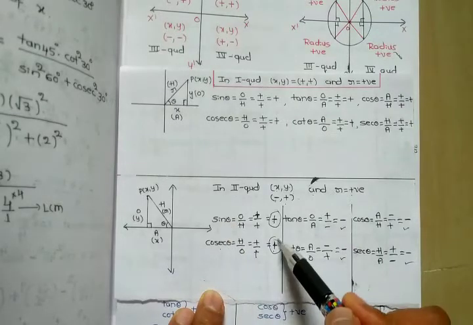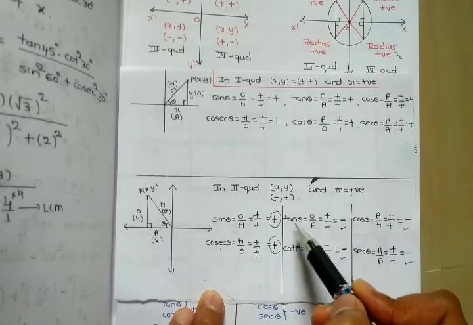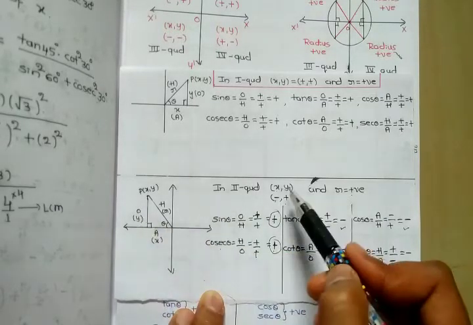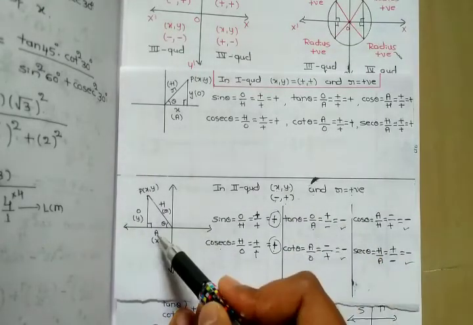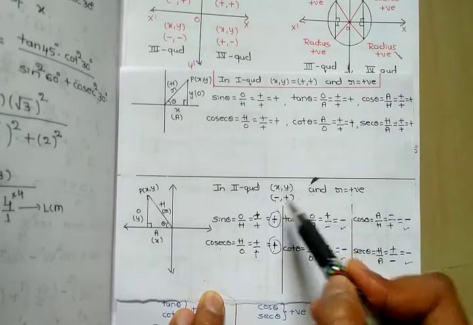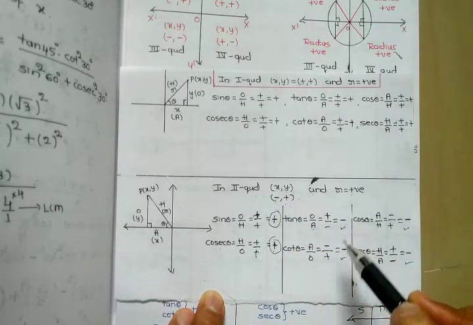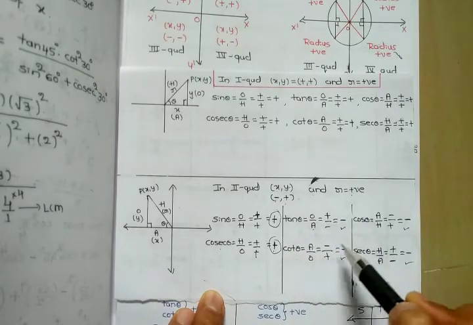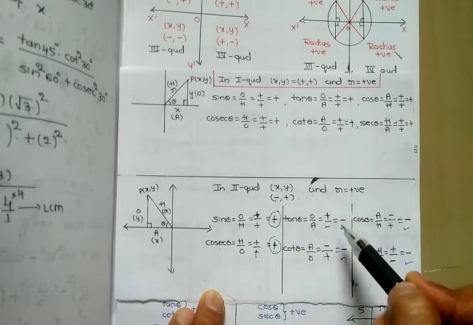Cosec theta also remains positive. Next, if I take tan, opposite divided by adjacent side, opposite is y, which is positive. Next, adjacent side means x, which is negative, so plus divided by minus gives you a minus answer. Therefore the reverse of tan, which is cot, is also minus divided by plus, which is minus. So these two are what here?